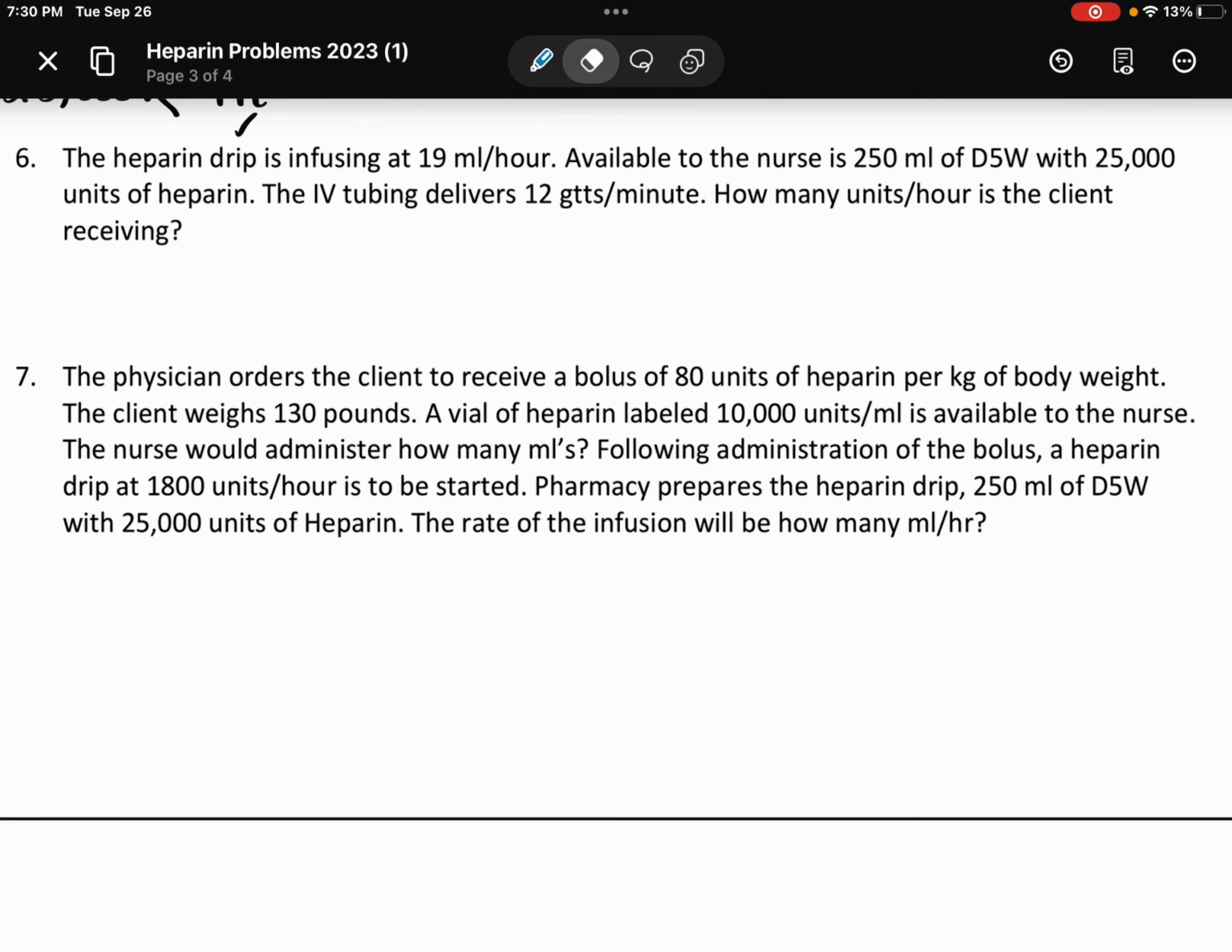I have two more problems left, so I'm going to go ahead and run through them as well. The heparin drip is infusing at 19 milliliters per hour. Available to the nurse is 250 milliliters of D5W with 25,000 units of heparin. The IV tubing delivers 12 drops per minute. How many units per hour is the client receiving?